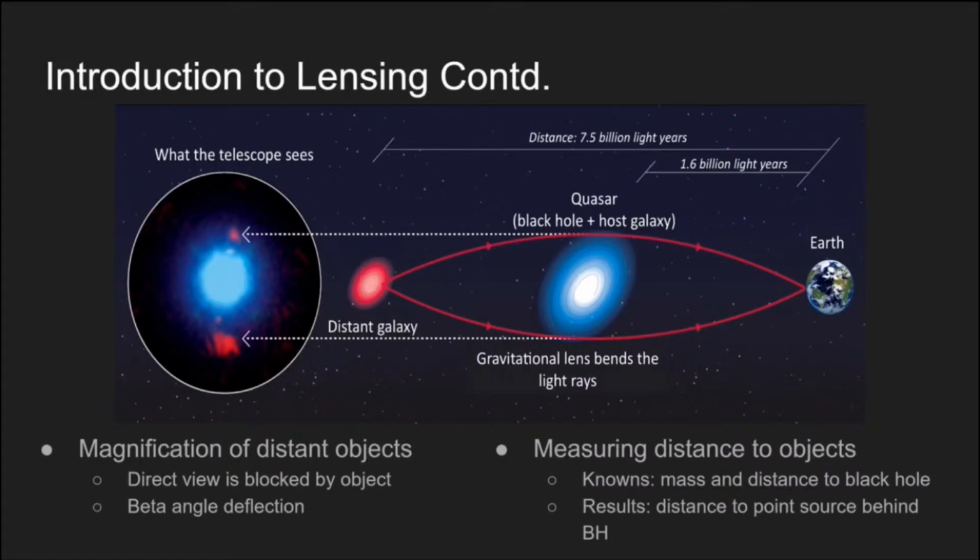Gravitational lensing also allows us to measure the distances to unseen objects, if we know the mass and distance of the lensing object. If we can predict how light will behave in a gravitational field, then we can use that to model the effects of gravitational lensing.